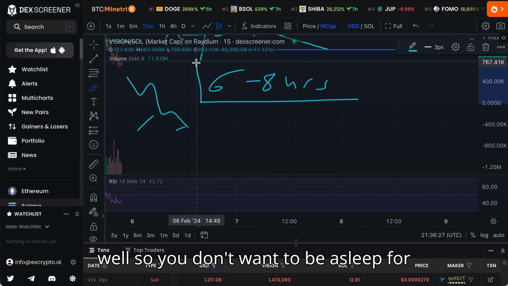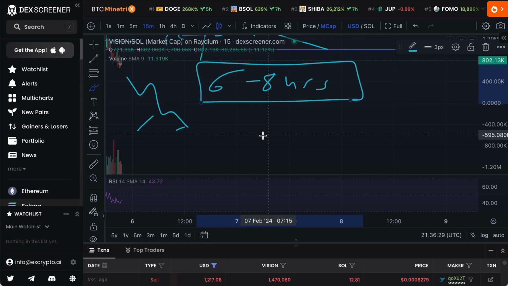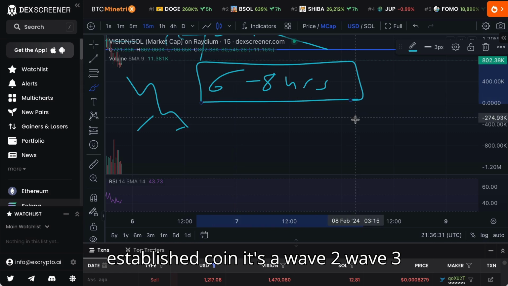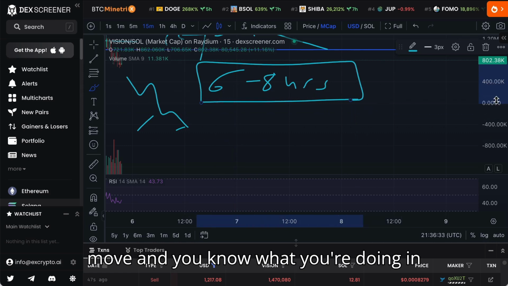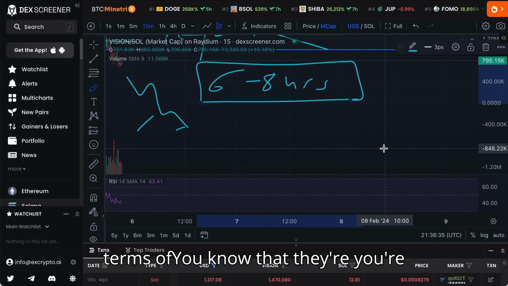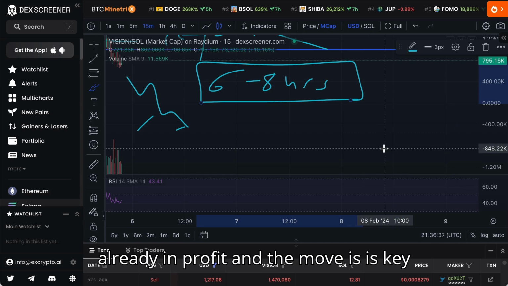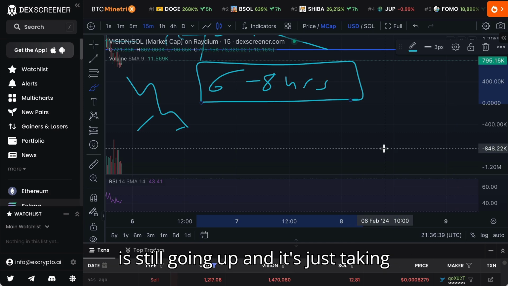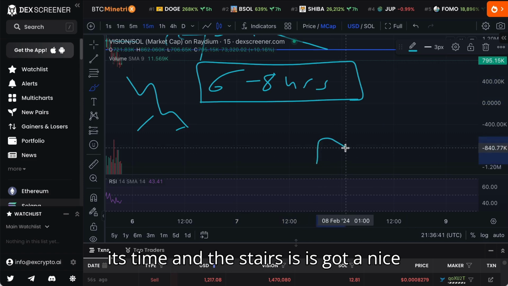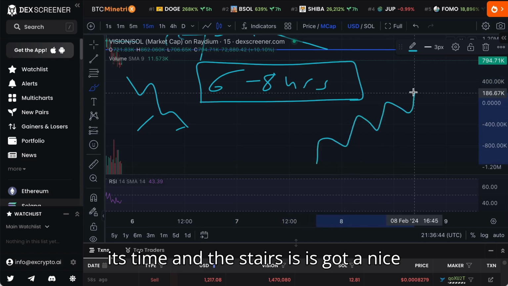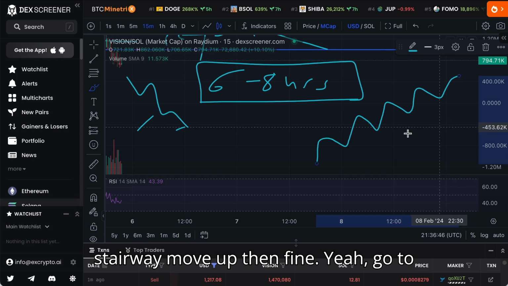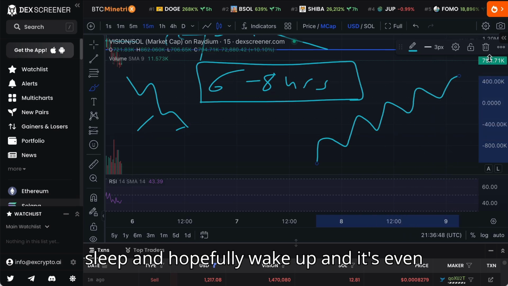So you don't want to be asleep for 6 to 8 hours not watching the price. Unless, like I said, it's a very established coin. It's a wave 2, wave 3 move. And you know that you're already in profit and the move is still going up and it's just taking its time, with a nice stairway move up. Then fine, go to sleep and hopefully you wake up and it's even higher.